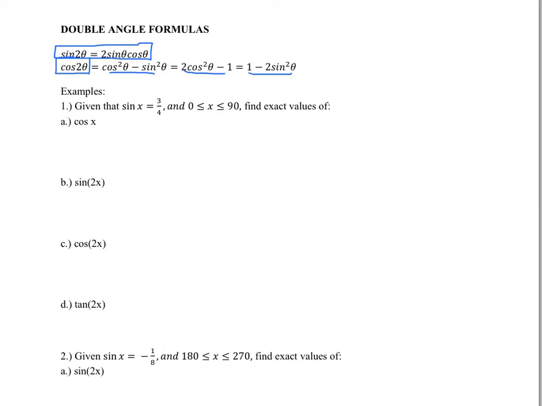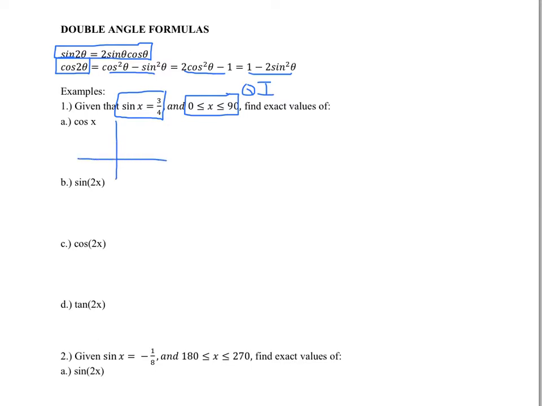In the first case, we're told that the sine of x is 3 over 4, and that our angle x is between 0 and 90. That's telling us that we're really in the first quadrant, where all of our trig functions are positive. We're looking to find the exact values of the following, and we're going to do this without actually finding our angle. Okay? So, if we're looking to find the cosine of x, this is not a double angle, so we're not going to use those formulas just yet. Alright, but I'm going to show you a couple different ways of getting this.